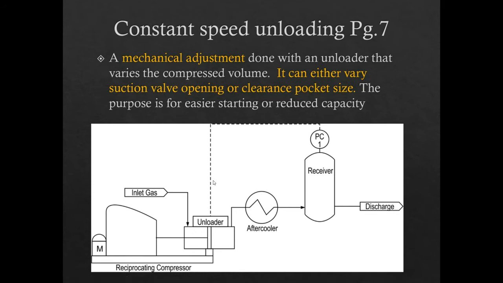So by varying the size of that set volume that it usually has, it's not just the cylinder volume anymore. It takes into consideration some of the space in what we'll call the head, I guess, which changes the compression volume. And by changing the compression volume, it can increase or decrease the maximum pressure that it generates. It does this by either varying the suction valve opening or the clearance pocket size.